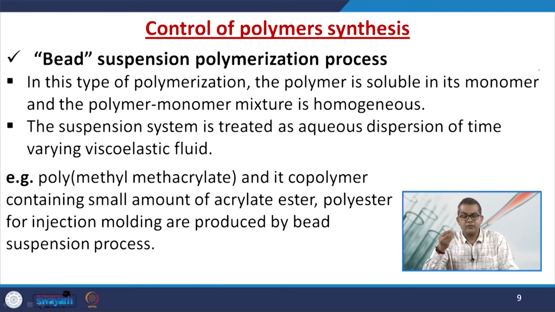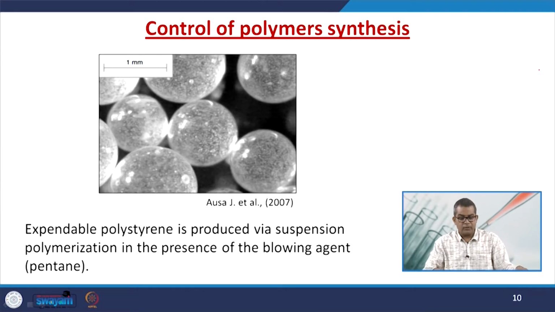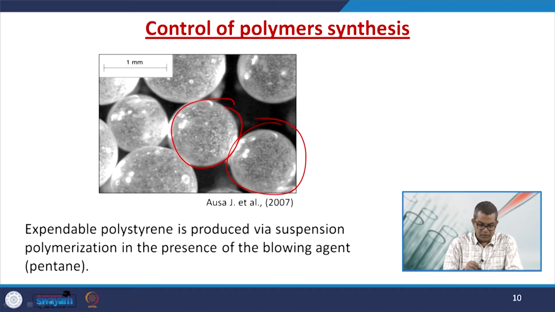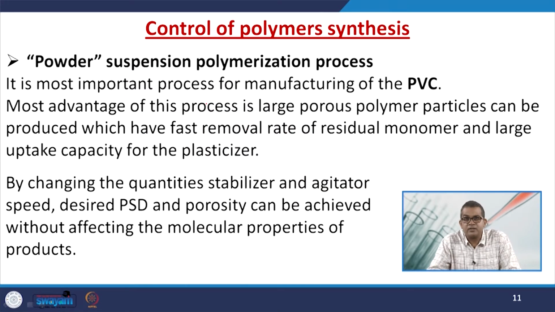Sometimes if you go for any kind of injection molding or any kind of polymer process, you see that they are using beads of either polyesters or different types of polymers. These beads are usually made with the help of suspension polymerization. You can have a look at the size of these beads. These are the expandable polystyrene beads, produced with the help of suspension polymerization in the presence of a blowing agent. Here the blowing agent used is pentane. So, these beads offer very good support for different types of catalyst.